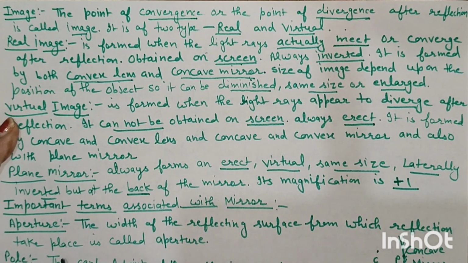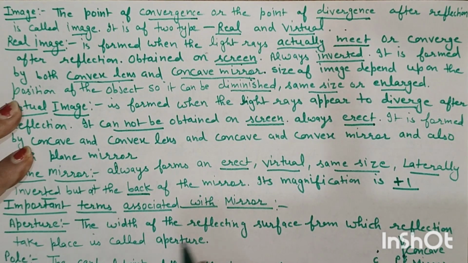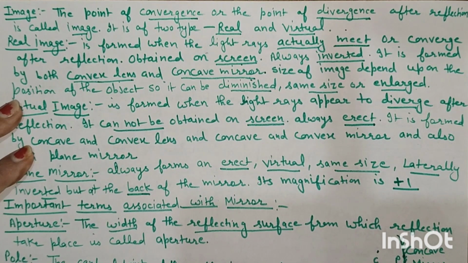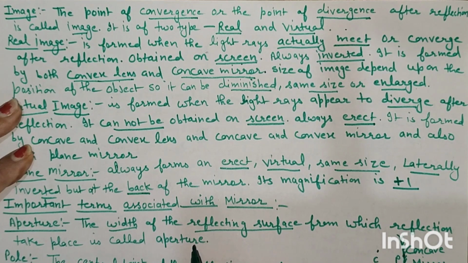Now the important terms associated with the mirror. First is aperture. Aperture is the width of the reflecting surface. This is the reflecting surface, and this width is called aperture. The width of the reflecting surface from which reflection takes place is called aperture.